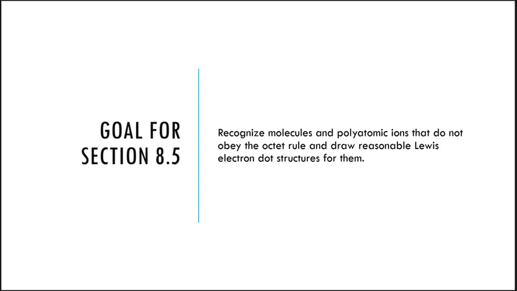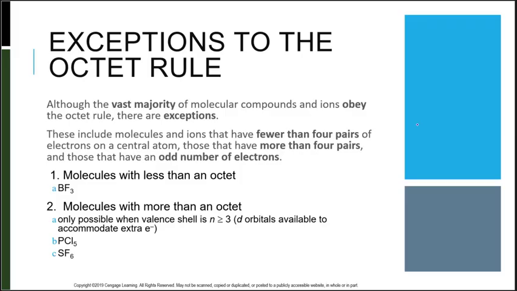We are back with section 5, and we're going to recognize molecules and polyatomic ions that do not obey the octet rule and draw reasonable Lewis electron dot structures for them. Although the vast majority of molecular compounds and ions obey the octet rule, there are some exceptions. These include molecules and ions that have fewer than 4 pairs of electrons on that central atom, or that have more than 4 pairs.